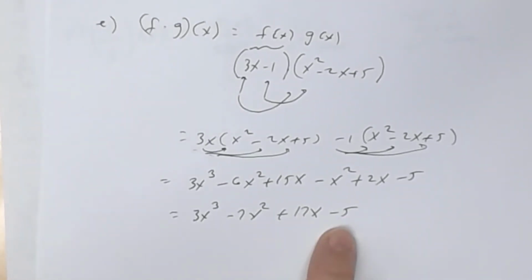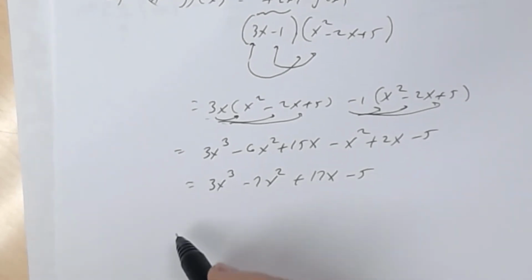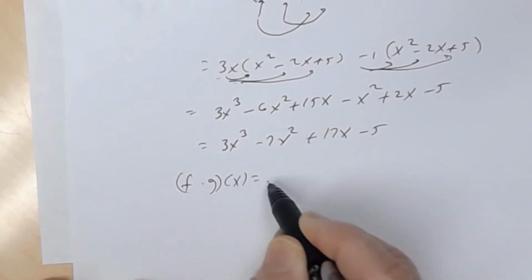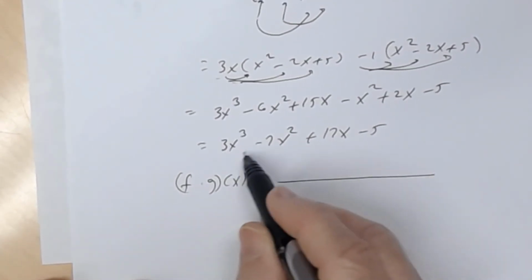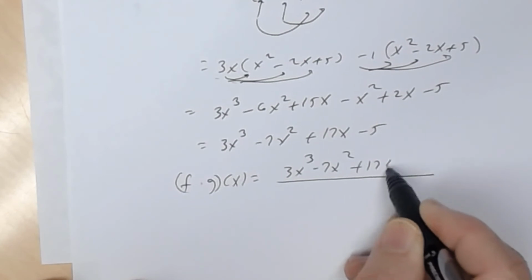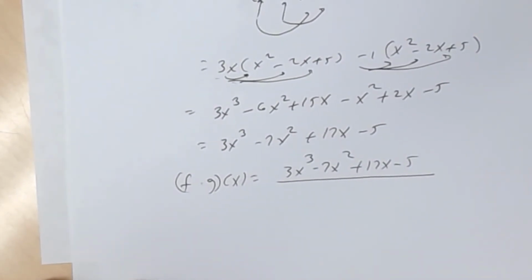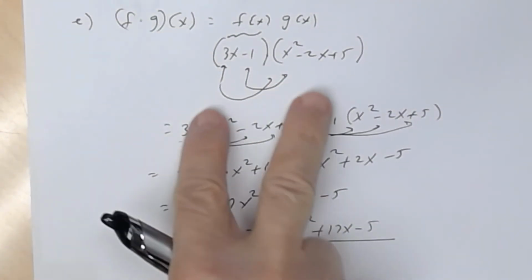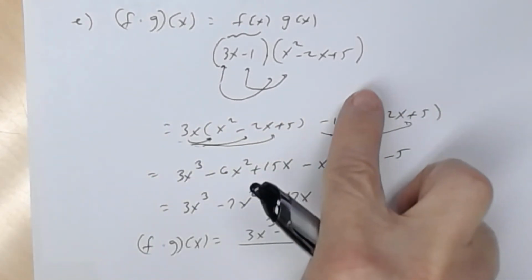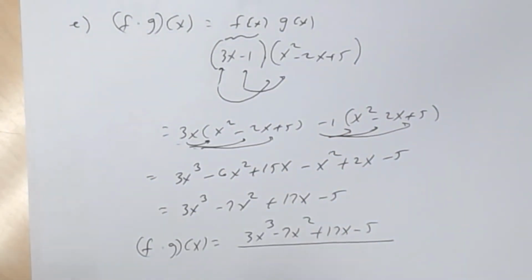So it's a cubic function. Okay? All right. So you would say, as the answer though, f times g at x equals blank. And in the blank you would say 3x cubed minus 7x squared plus 17x minus 5. All right, now make sure you show the work though, and make sure I can understand from step to step what you're doing if you want to get your full credit.